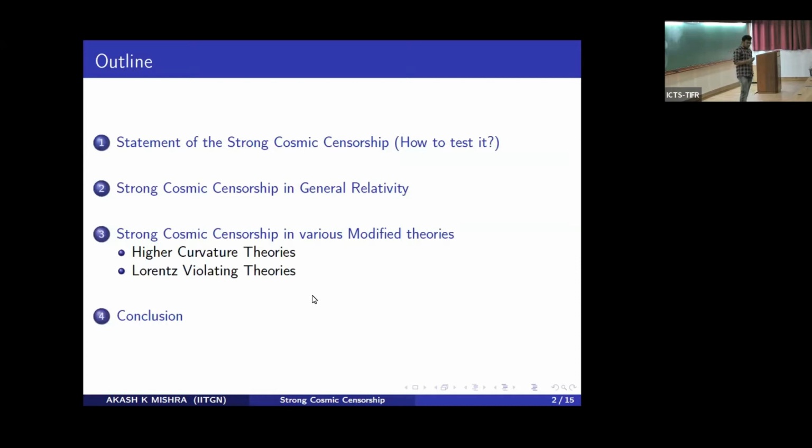I'll start by giving a precise statement of what I mean by strong cosmic censorship and how to test it in a general context. Then we will see the violation of strong cosmic censorship in GR, and then we will see if we can cure the violation by adding corrections over GR. For that matter, we will consider two particular classes of modified gravity theory, which are higher curvature theories and Lorentz violating theories.